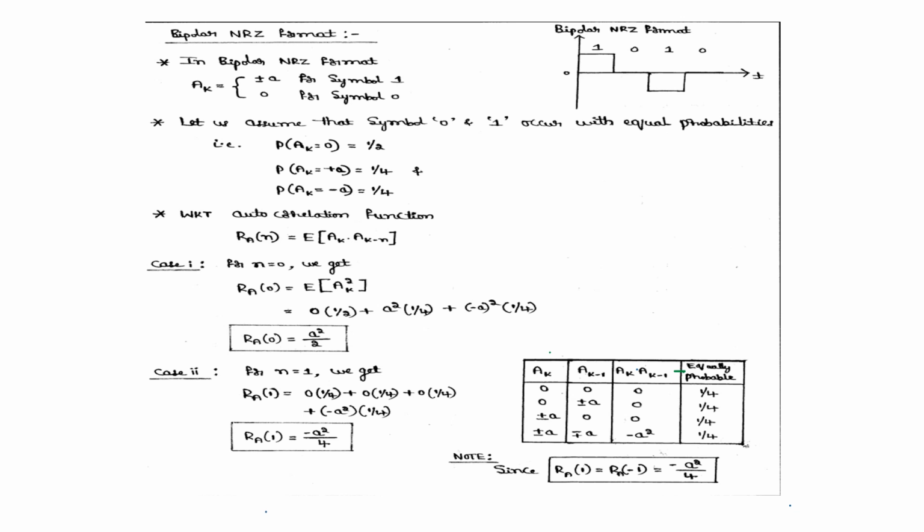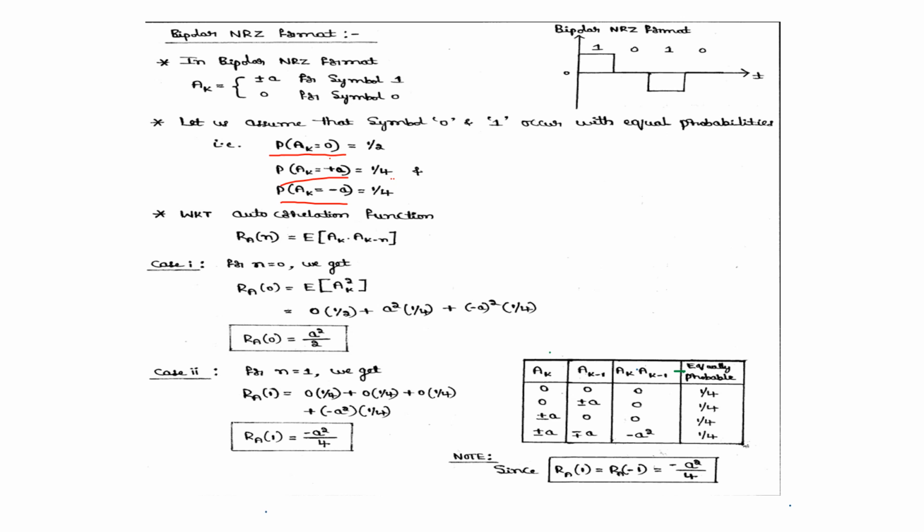So that is 101. That is an odd number of 1s, which has a positive amplitude. An even number of 1s is going to have the negative amplitude. So here P of AK is equal to 0 with the probability of 1 by 2, and P of AK is equal to plus A with the probability 1 by 4, and minus A with the probability of 1 by 4.